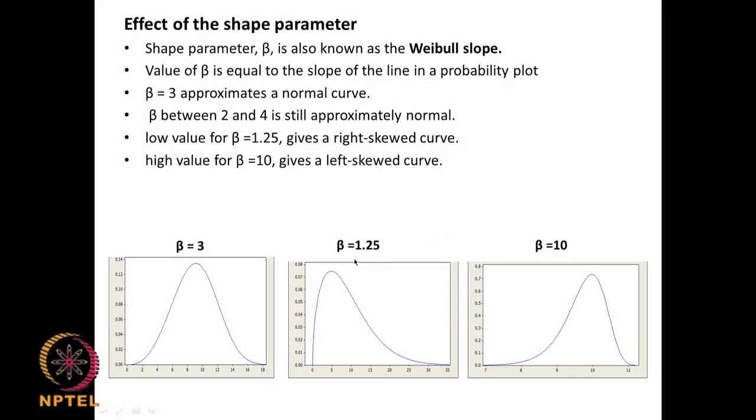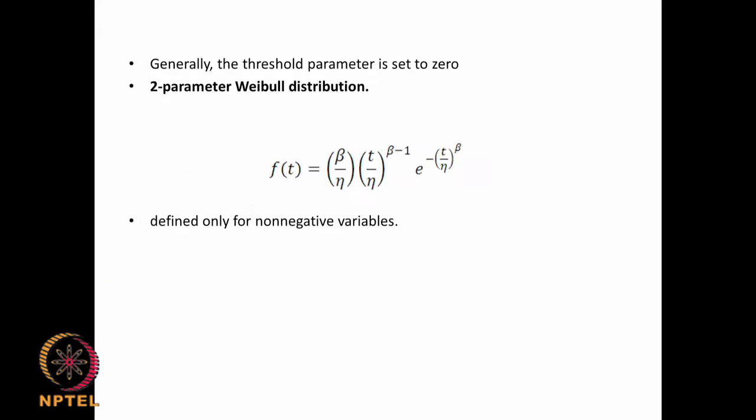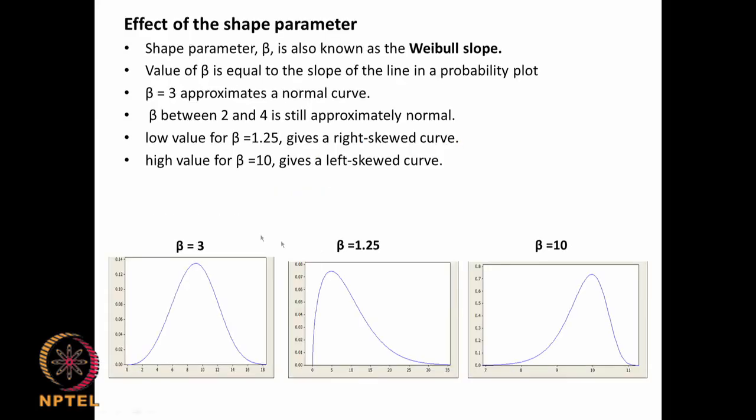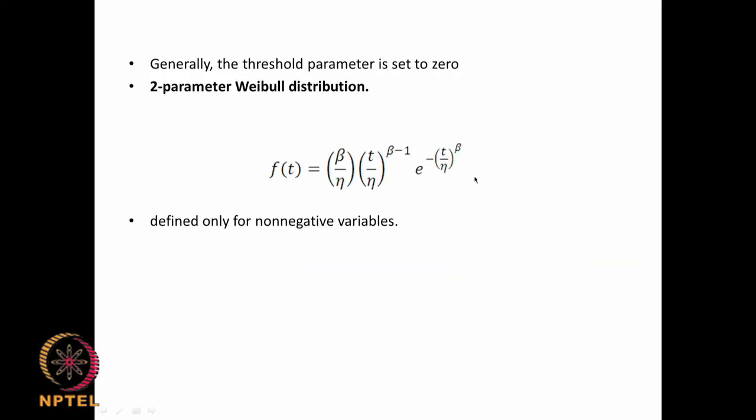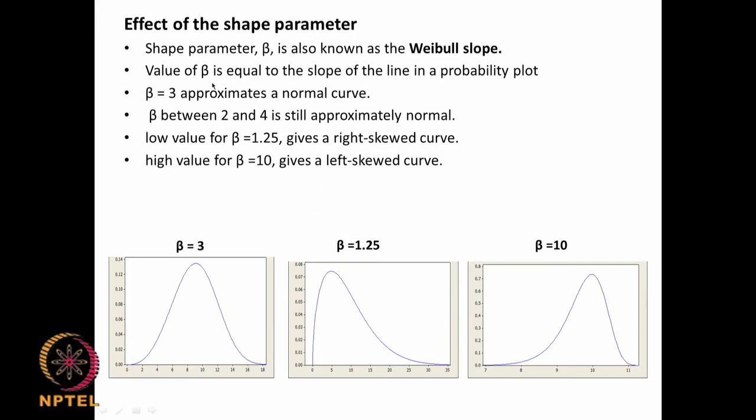Okay. So, how does it look? Let us look at the shape parameter beta first, and the scale parameter eta later. Okay, shape parameter, beta is also known as the Weibull slope, because you can see here, it is a multiplication number. So, obviously it is called a slope. Beta is equal to the slope of the line in a probability plot. So, when beta is equal to 3, it looks like a normal distribution, you see this, and beta between 2 and 4 is still approximately normal.